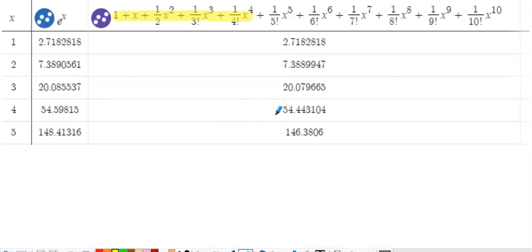Couple reasons for that gap. We don't have the full Taylor series here. We've stopped it at 10. If I wanted to add on an 11th term, a 12th term, a 13th term, I would have a closer relationship between those polynomials evaluated at 4 and e to the fourth.